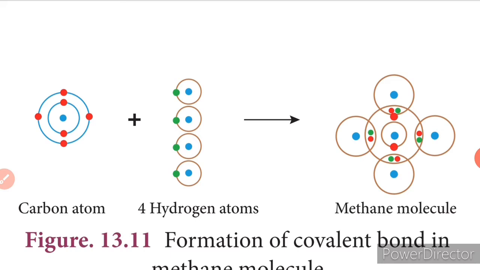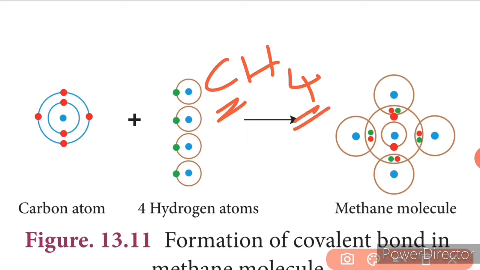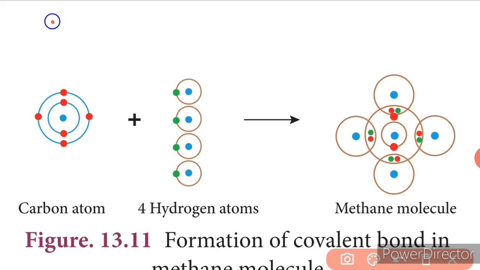Now, what is the formula for methane, children? The methane formula is CH4. So you have 1 carbon and 4 hydrogen. Now, look into the picture. Here you have 1 carbon. What is the atomic number of carbon, children? The carbon atomic number is 6. So what is the electronic configuration? The electronic configuration is 2, 4. Now here you can see that it consists of 2 electrons in the K shell and it has 4 electrons in the outermost shell.